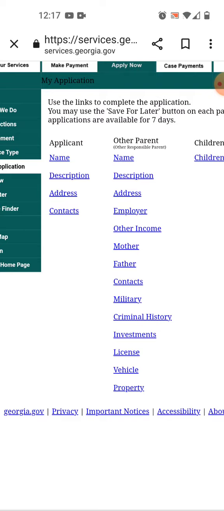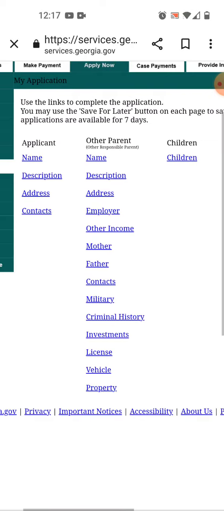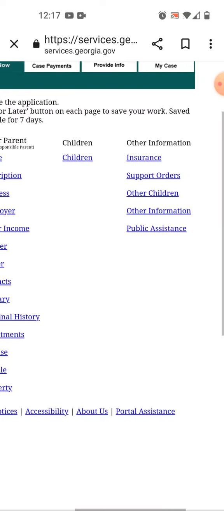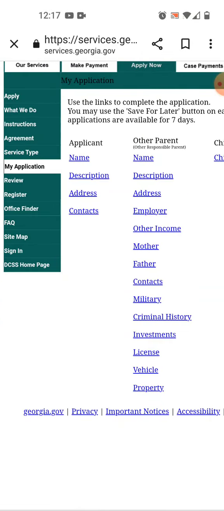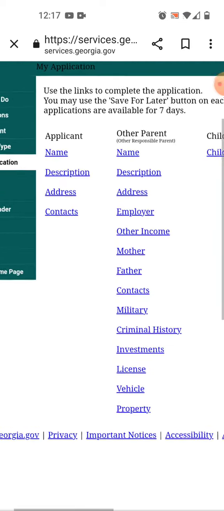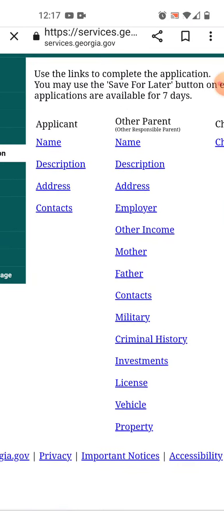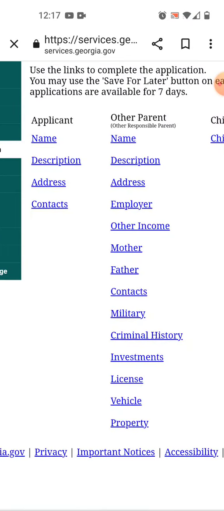Okay. Now, see right here, the other parent. They got the child's name on there, other information. Okay. This is the applicant, say the baby mama or baby dad, whoever's applying. That's the applicant's information. Other parent is the one. See, it says the other responsible parent. That's who they're trying to get information from. Okay.